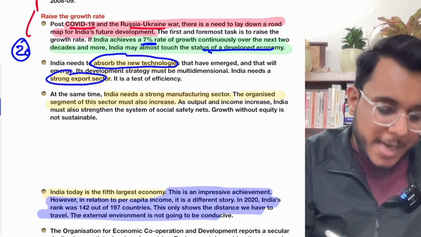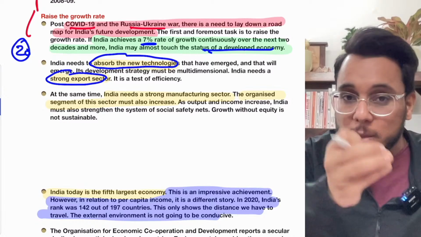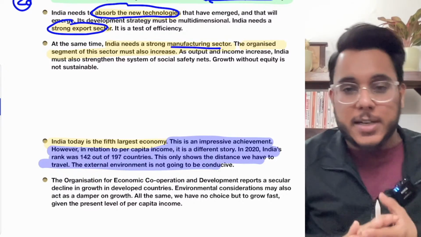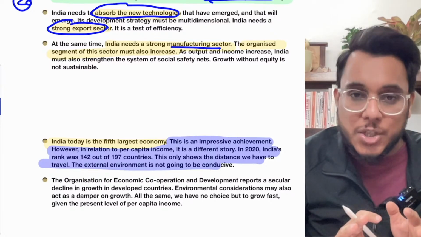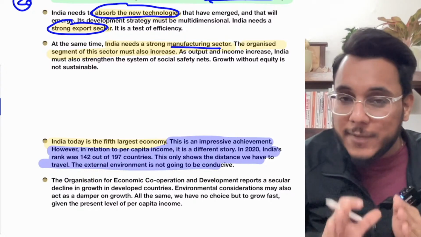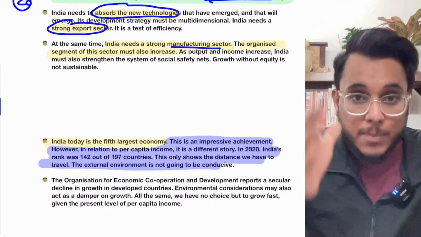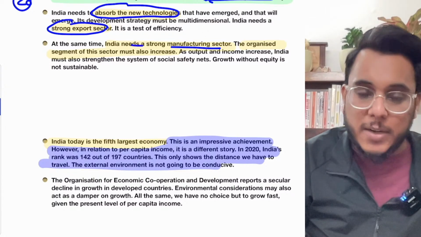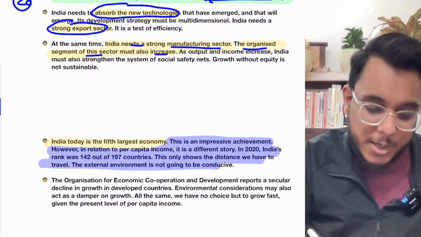Then we need to focus on a strong export sector. And for that, just add one particular point, that we need to specifically leverage the Atmanirbhar Bharat Abhiyan of India. Then India also needs a strong manufacturing sector. Guys, the manufacturing sector is very important, because today 58% of the people are employed in agriculture, and agriculture is facing the problem of disguised employment. Agriculture today contributes around 15 to 16% of GDP, but 58% of people are involved there. It means that a lot of people are there in agriculture. We need to remove them, and they'll go to the manufacturing sector. So India needs a strong manufacturing sector. We also need the organized segment, the formal sector, to increase.